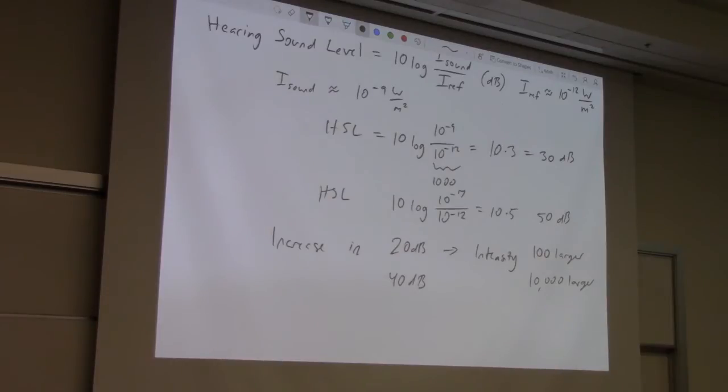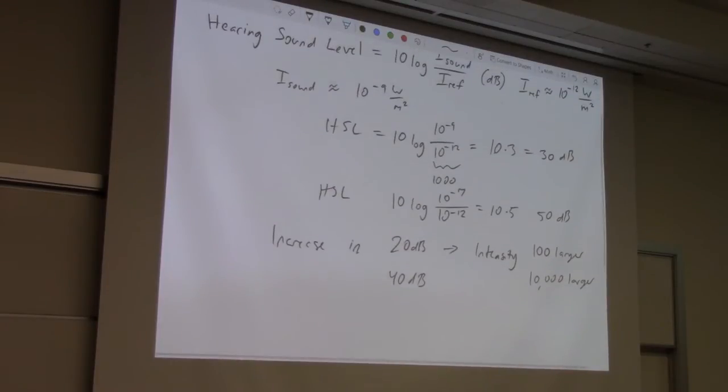But to our ears, a sound of 50 decibels might sound as far away from 30 as 70 is from it. So when it comes to human hearing, it turns out that we need this sort of exponential increase in power to perceive what sounds like a linear increase in power.